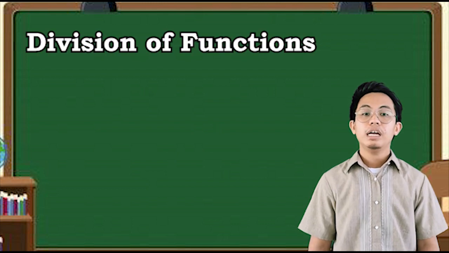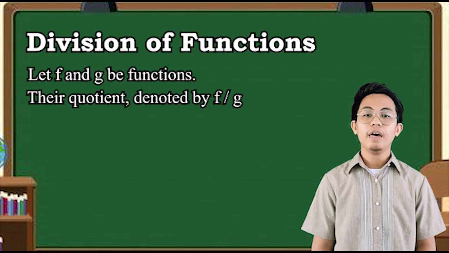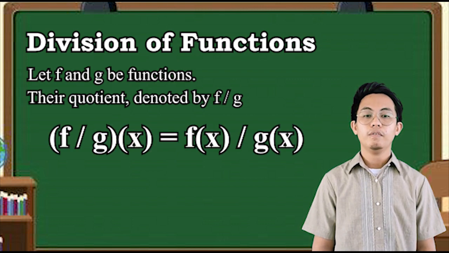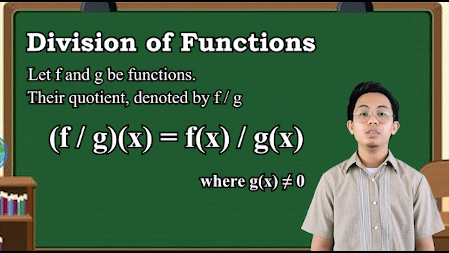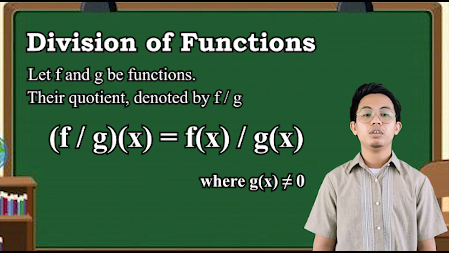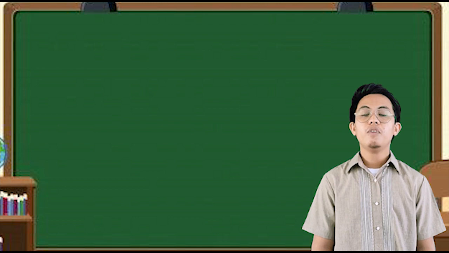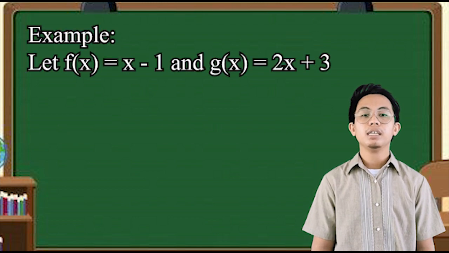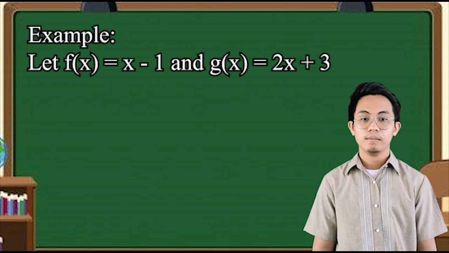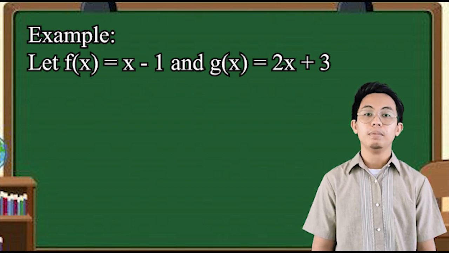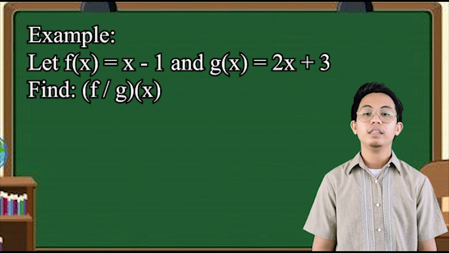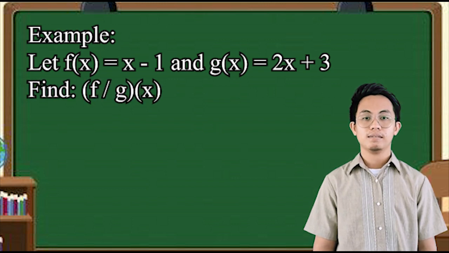By definition, the quotient of the functions denoted by f over g is the function denoted by f over g of x, which is equal to f of x over g of x, where g of x should not be equal to 0, because having a denominator equal to 0 will result to undefined value. Using the same functions earlier, we have f of x equals x minus 1, and g of x equals 2x plus 3. And we will find f over g of x.